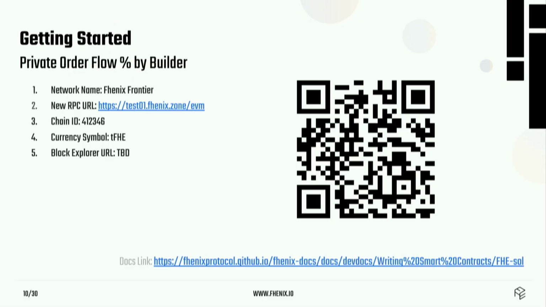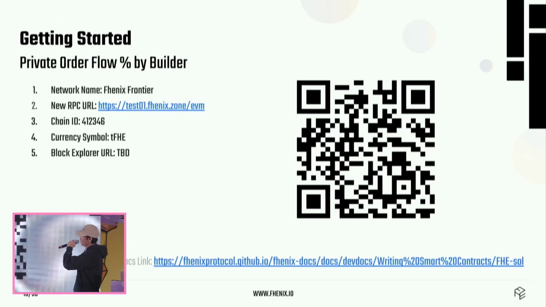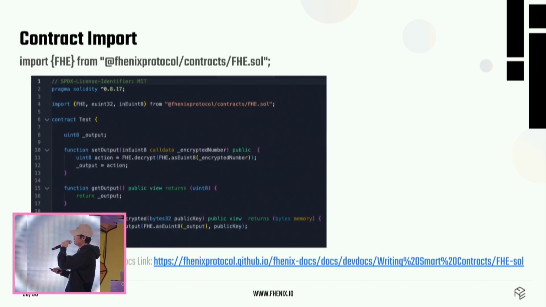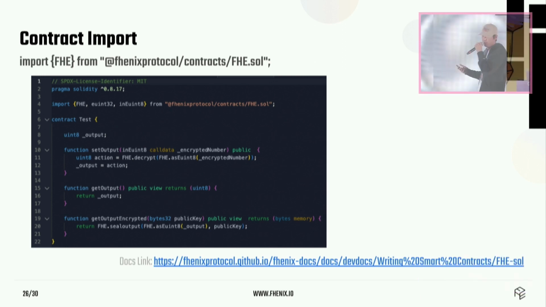So if you want to get started with the private order flow example, here's a QR code to a sample repo. We also will have a lot of other aspects of the presentation to add to. But here's a quick contract import example.